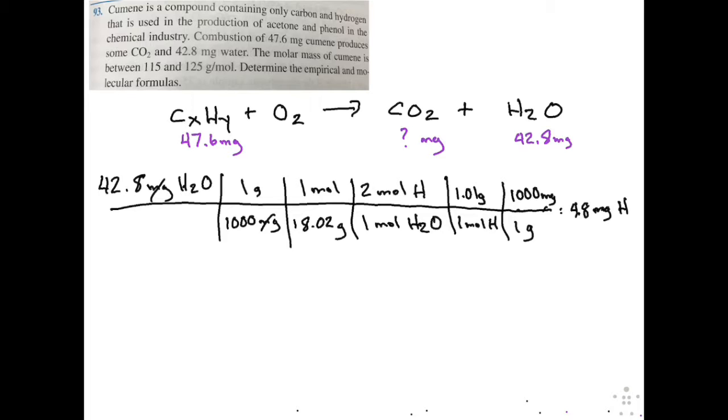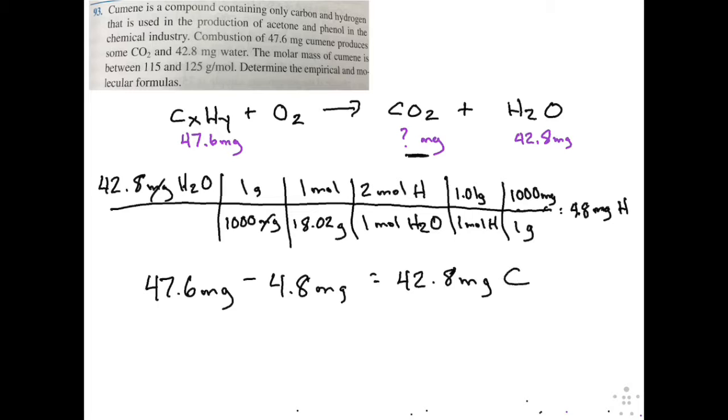Now, I don't know how many milligrams of carbon dioxide I had, so it's going to be hard to figure out from this how many milligrams of carbon are in there. However, the problem did say that this hydrocarbon was only 47.6 milligrams. I know 4.8 milligrams of that was hydrogen, which means the rest has to be carbon, 42.8 milligrams. So now I'm in a good spot.